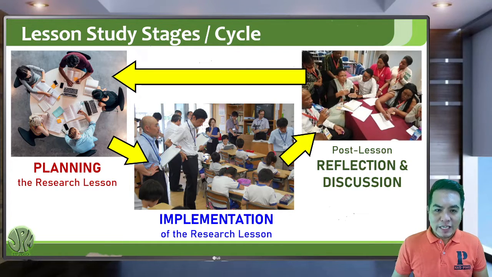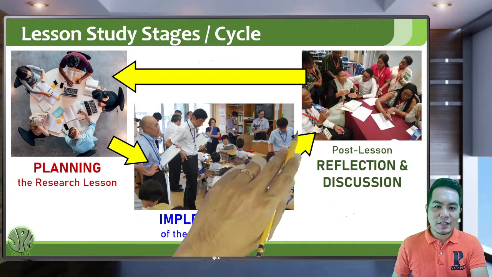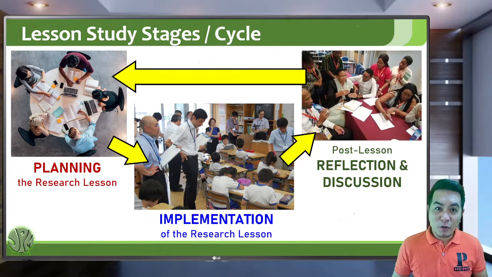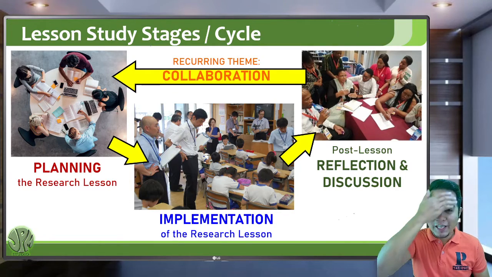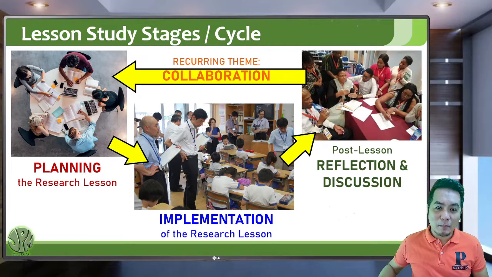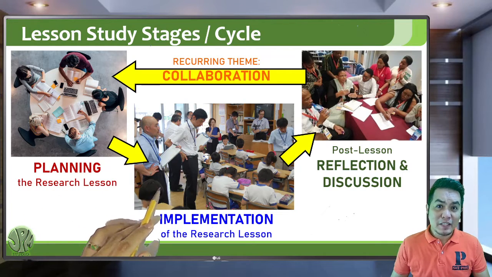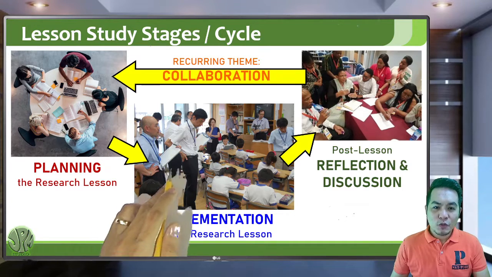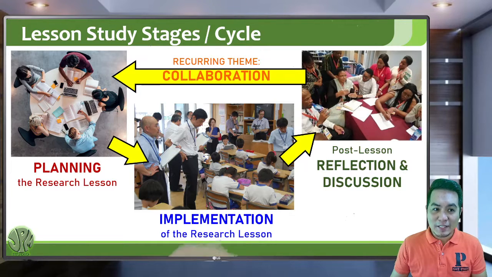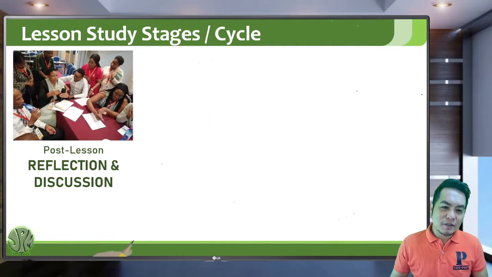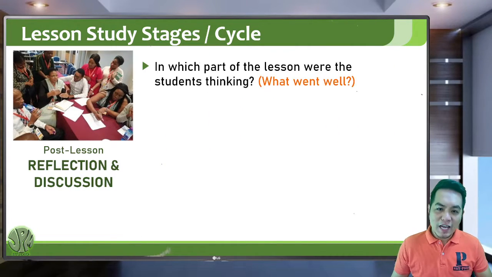If you see the three stages of the lesson study, you will notice one recurring theme, and that is collaboration. That is the key to lesson study. So always do collaboration, even in the planning stage and even in the implementation stage. When you are teaching the lesson, it should also be collaborative. The other members of the group should also be observing your lesson, the flow of the lesson, and the students.